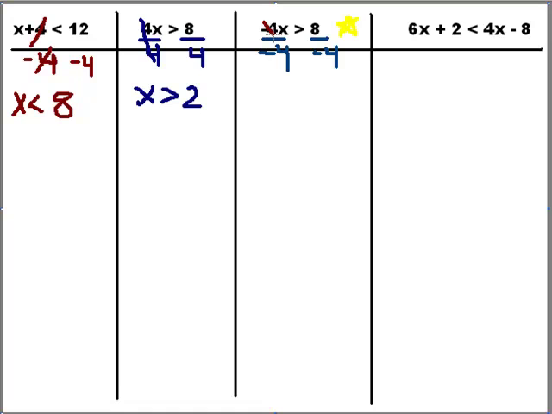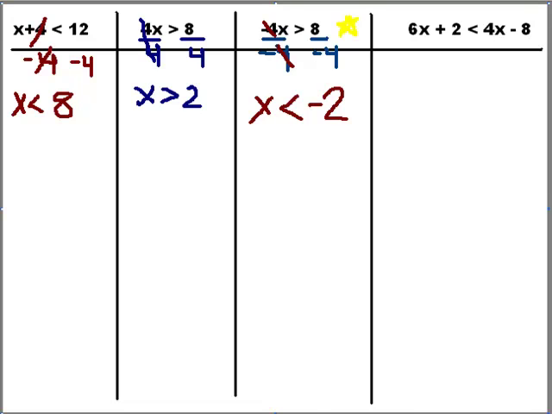So the negative 4 crosses off with the negative 4, and I'm left with just x. But because I divided by a negative, I have to switch the inequality sign from a greater than to a less than. Then I do 8 divided by negative 4, and I get negative 2. So my answer is x is less than negative 2.